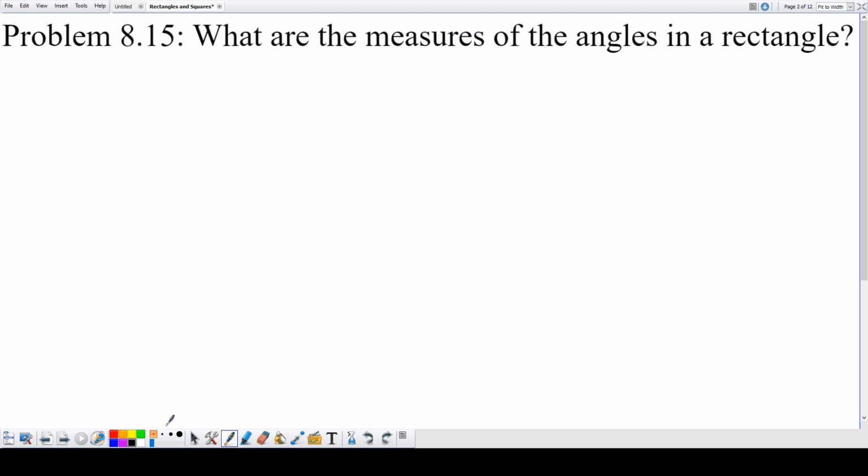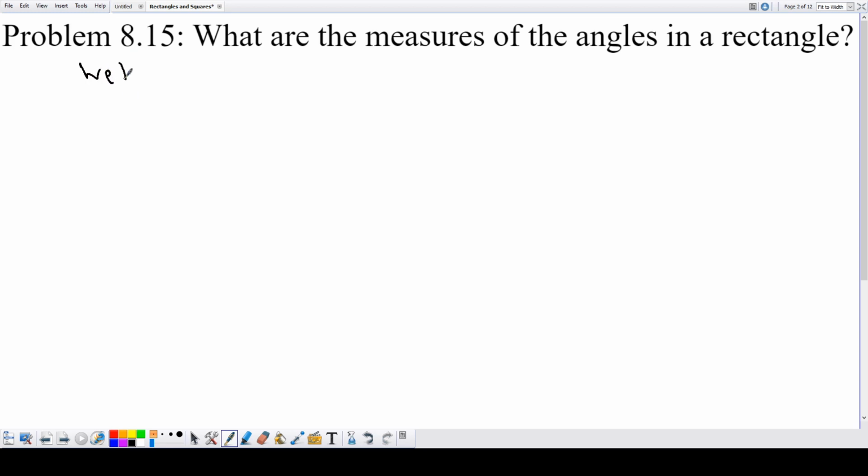So, problem 8.15, what are the measures of the angles in a rectangle? Well, this seems like such an obvious question, but we want to be able to justify the reasoning why. Now, what do we know about rectangles?